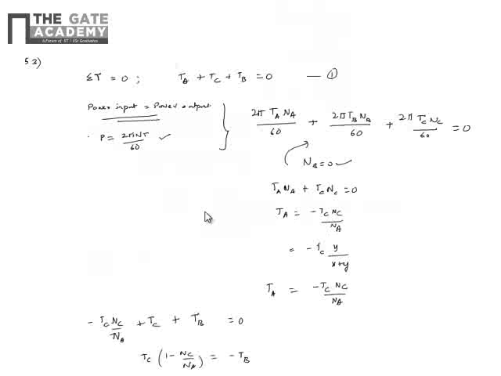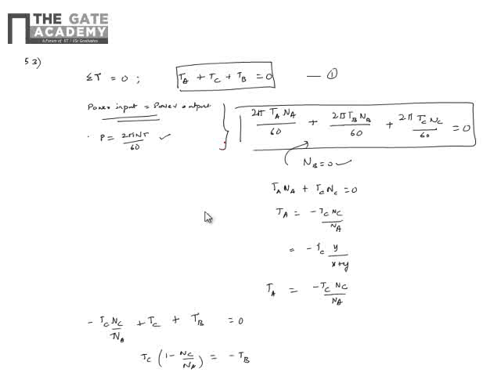So just remember that when you have an epicyclic gear train, the sum of all the torques has to be 0 and all the power should add up to 0. This is from conservation of energy. Thank you.